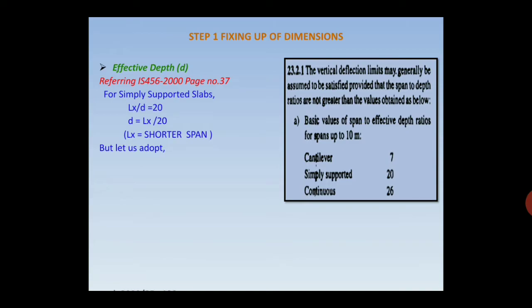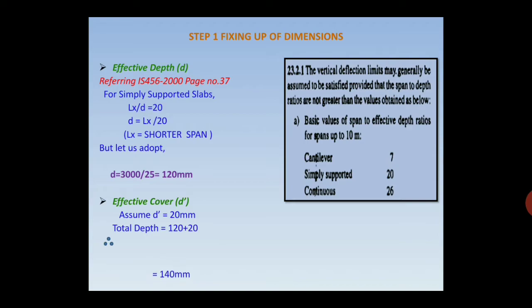So practically, let us adopt, say, D is equal to Lx by 25, that is 3000 divided by 25, which comes out to be 120 mm. Again the effective cover, which let us assume as 20 mm, anything from 15 to 25 you can assume suitably. The references for this are discussed in the live class. So the total depth will be 140 mm. This is how we fix the depth of the two-way slab. The step is similar to what we have done in the one-way slab design.